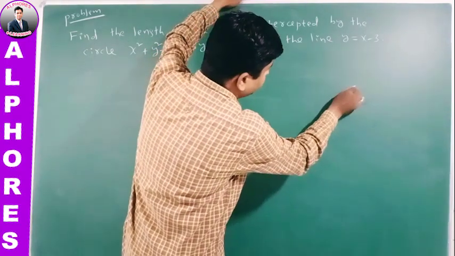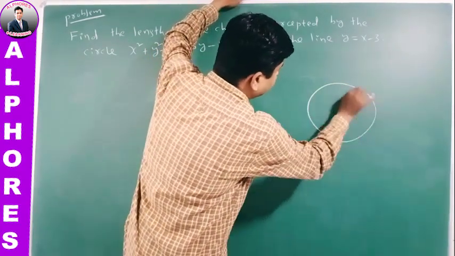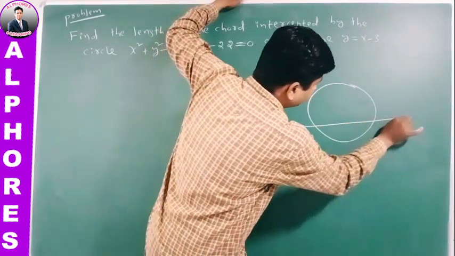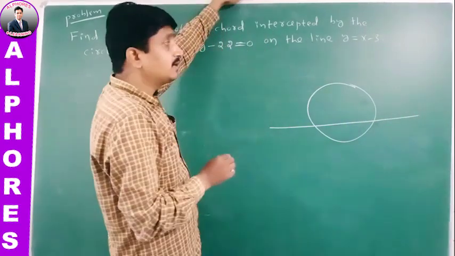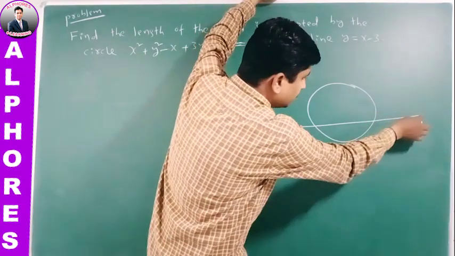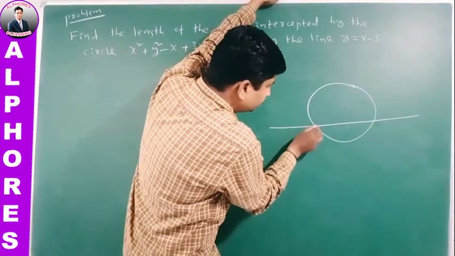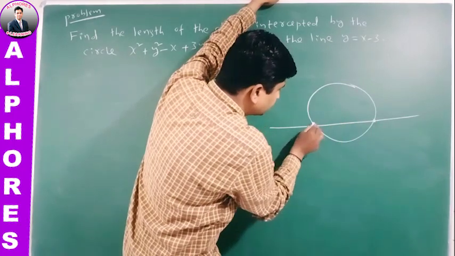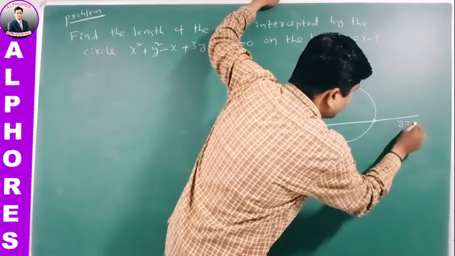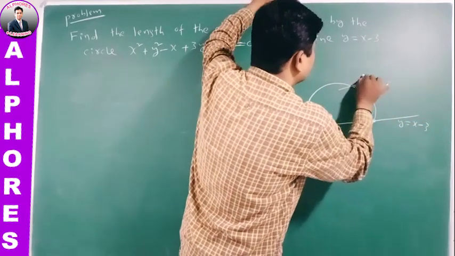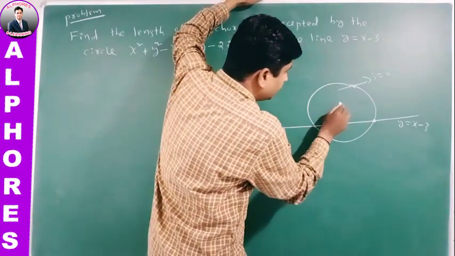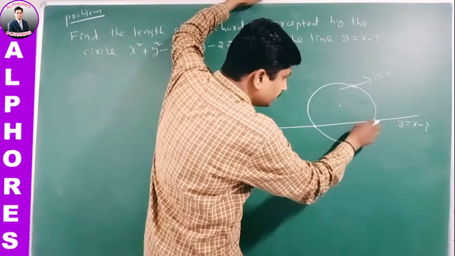Observe here. In the question, the circle equation and line equation are given. This is the line equation. Here the chord equation and secant equation are the same. This is called a secant; only up to this spot is called the chord of the circle. This line is y equal to x minus 3. Now this is the circle S equal to 0. Question: length of the chord. Only this length is required.